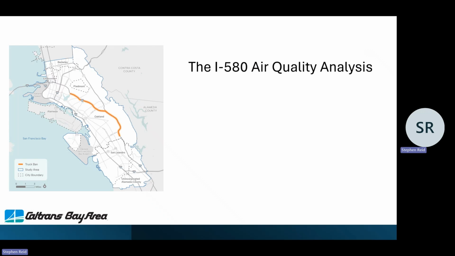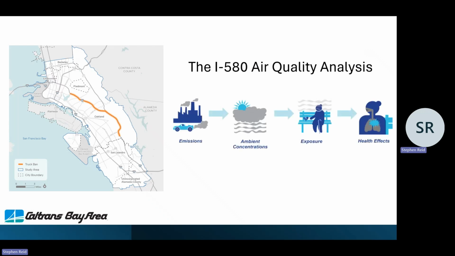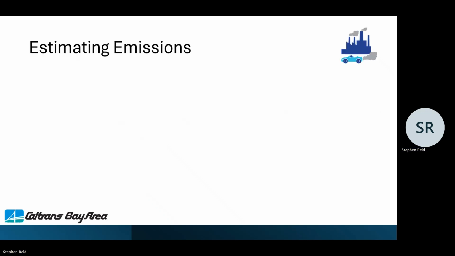To do that, we're following the analysis steps described in the Part 1 video. We're estimating emissions from motor vehicles in the study area under different scenarios, then using an air dispersion model to predict concentrations of air pollutants like diesel particulate matter, or DPM. Those concentrations will then be combined with population data and other information to evaluate human exposures to traffic-related air pollution and the health risks that result from that exposure.